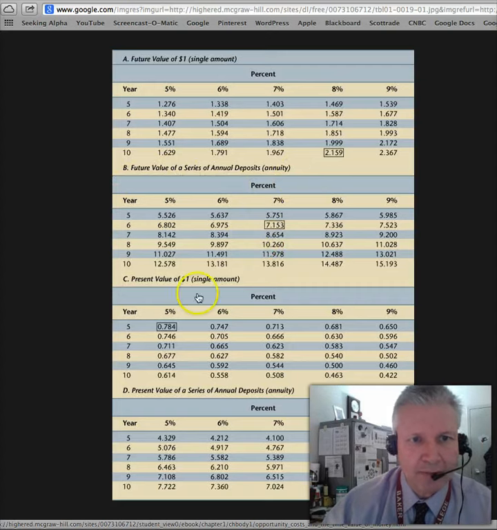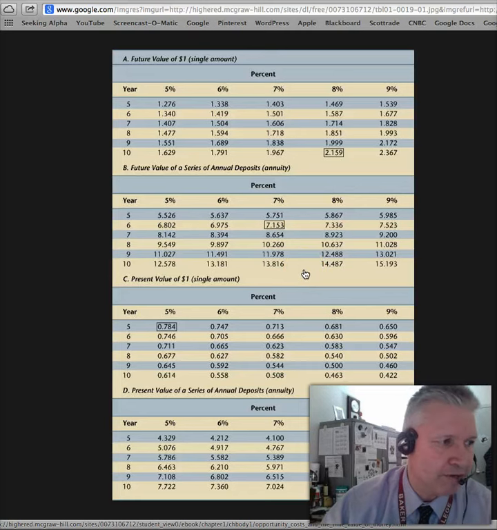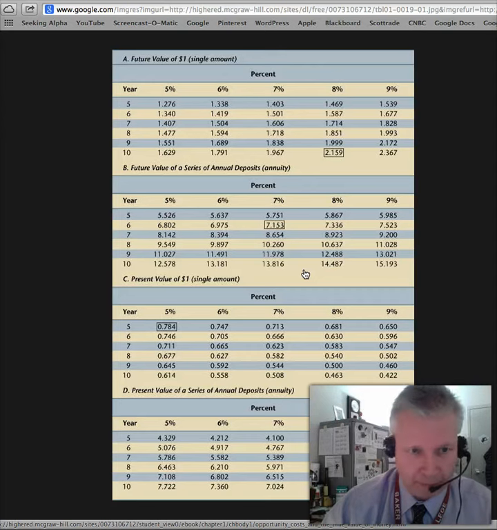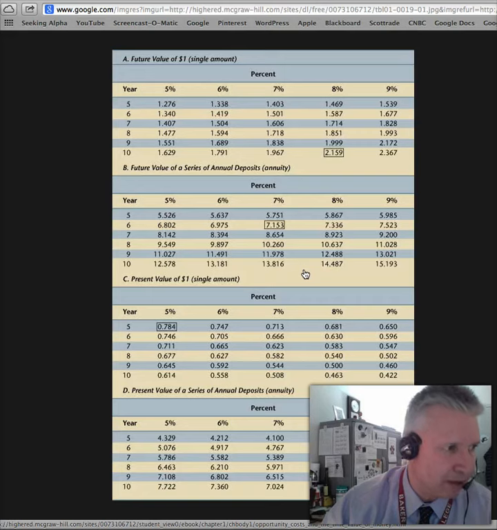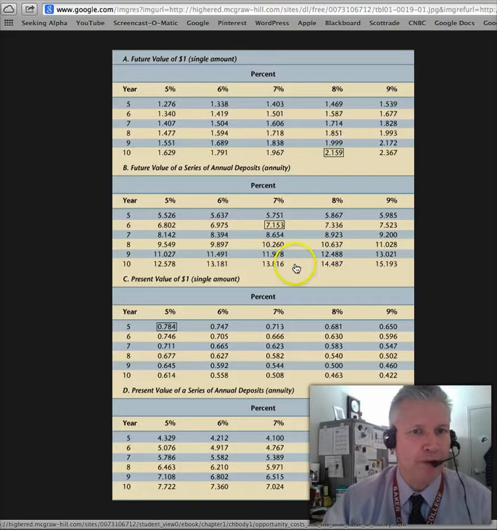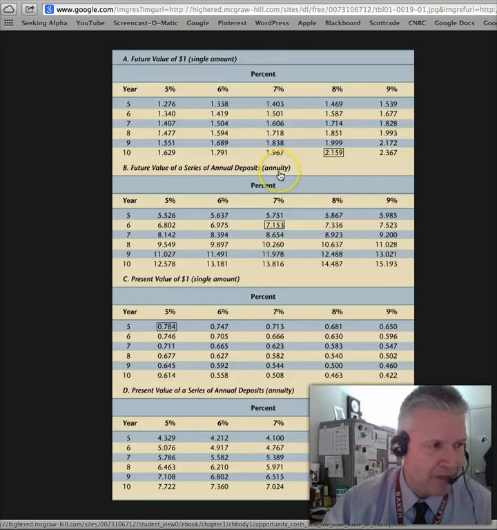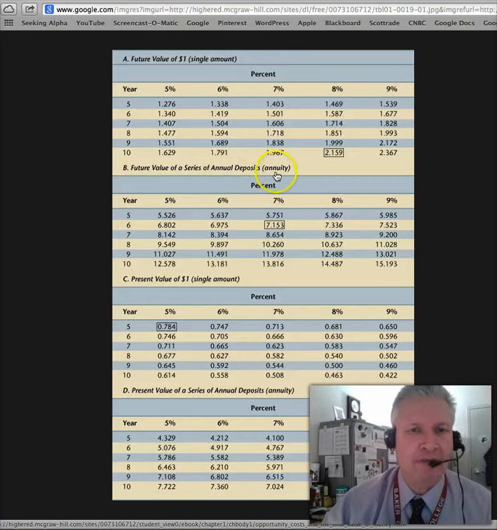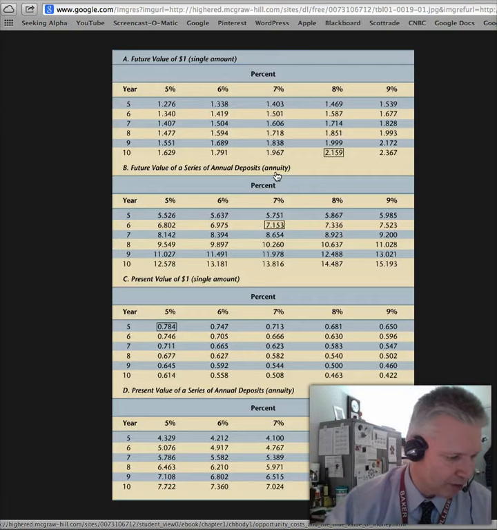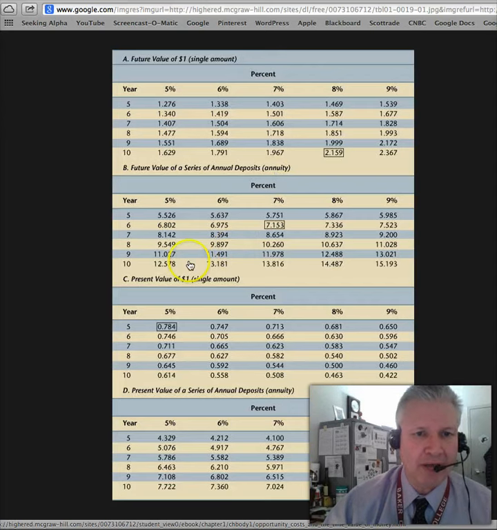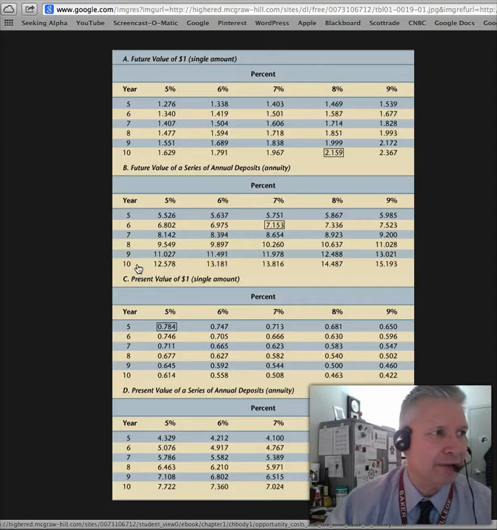The second table here, table B, is the future value of an annuity, or a series of annual payments or deposits. In this particular case, what we're talking about is a certain amount of money that happens more than once. An annuity means annual, so a series of annual payments. So this means at least once a year, somebody's going to spend an amount of money or invest an amount of money. If we take our same situation, that $5,000 not only is going to go now, but it's going to go every year.